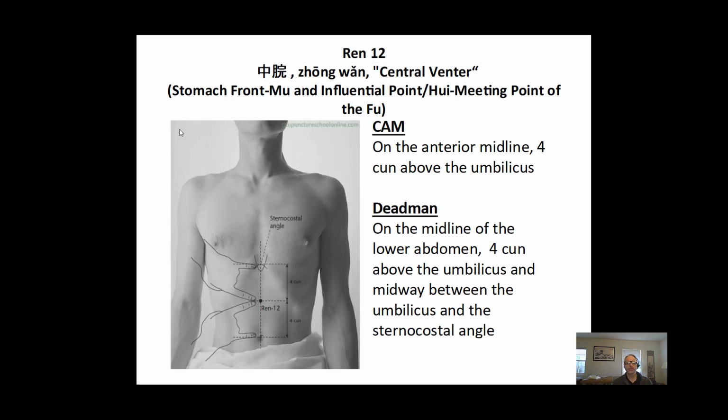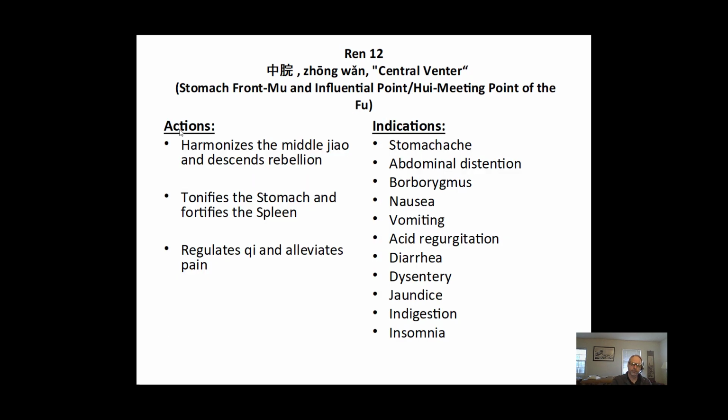Ren 12. The front mu point of the stomach and the influential point or meeting point of the fu, the yang organs. It's 4 cun above the umbilicus, midway between the umbilicus and the sternocostal angle. That entire measurement is 8, it's 4 up or 4 down. Harmonizes the middle jiao and descends rebellion, tonifies the stomach and fortifies the spleen, regulates qi and alleviates pain. There are no surprises on the indications.